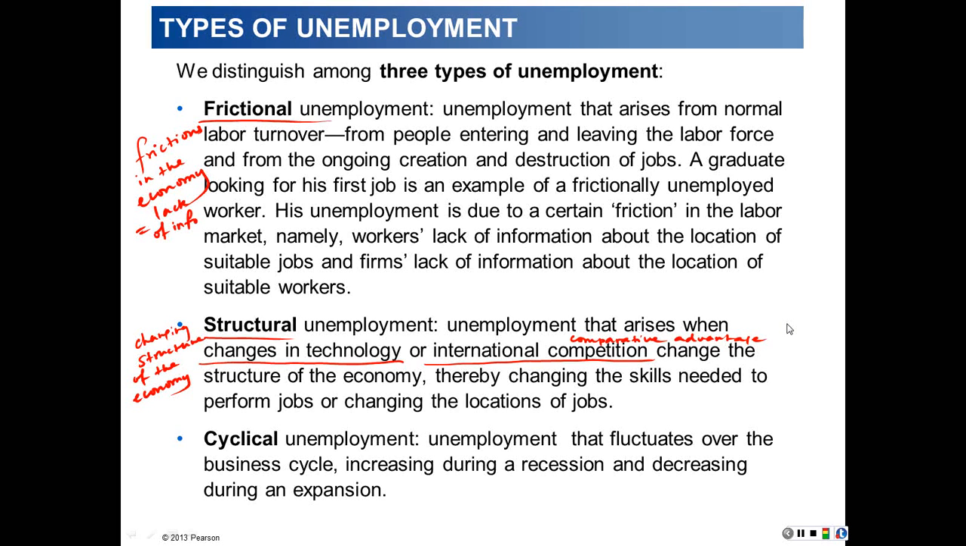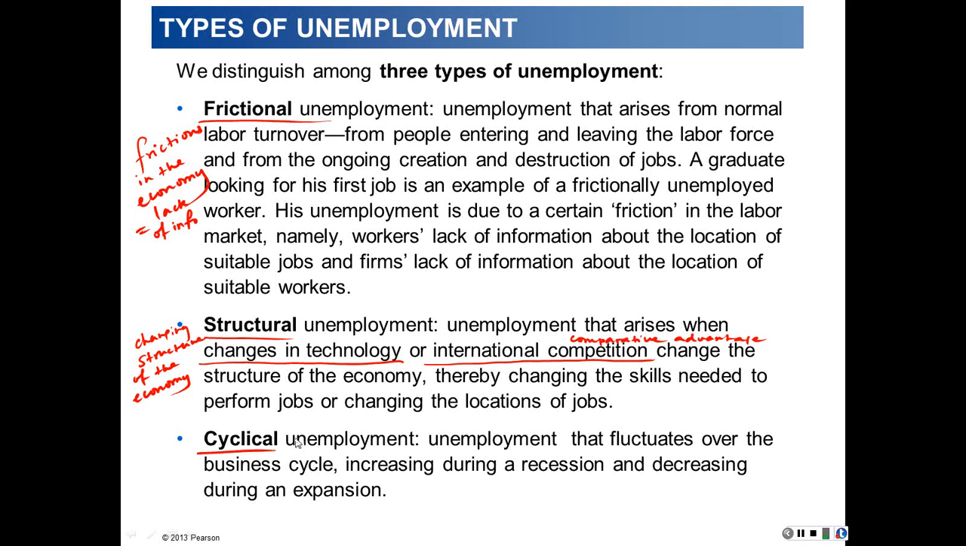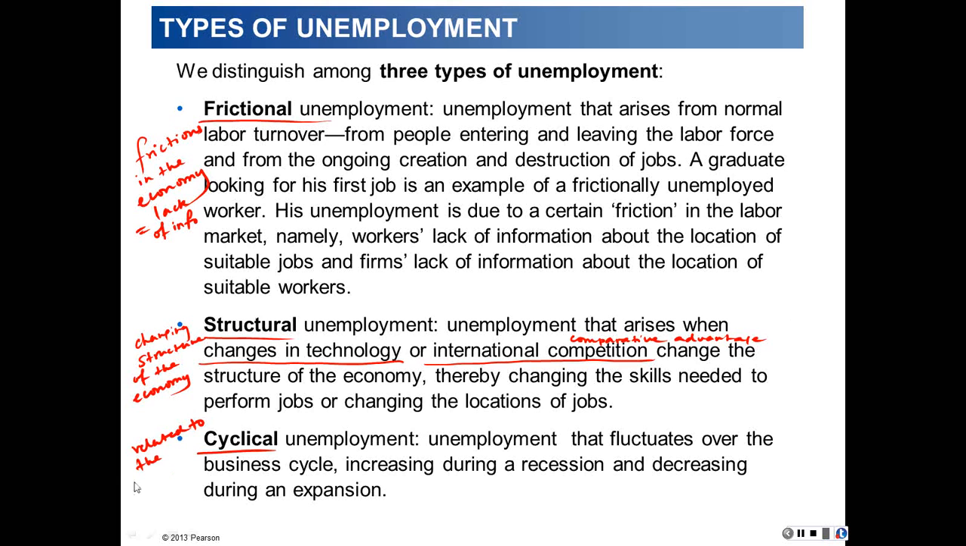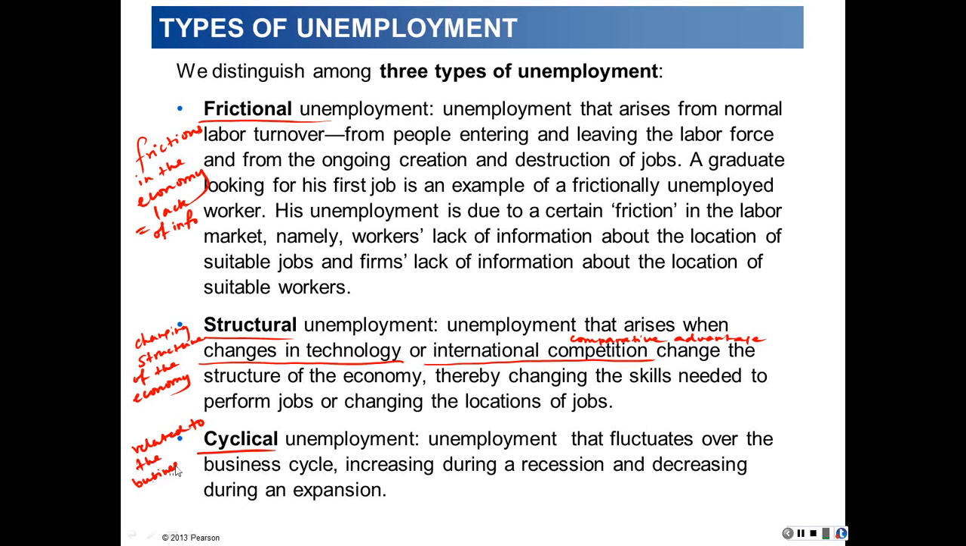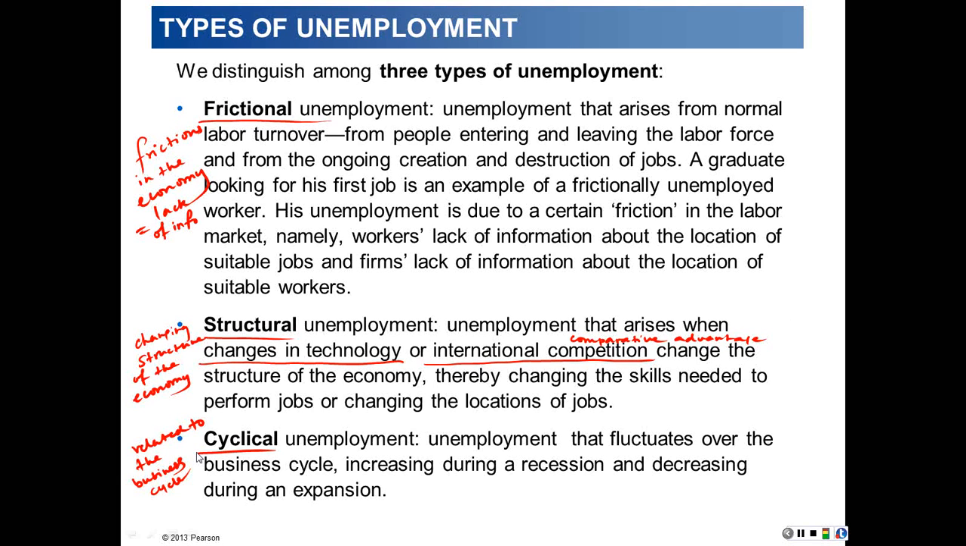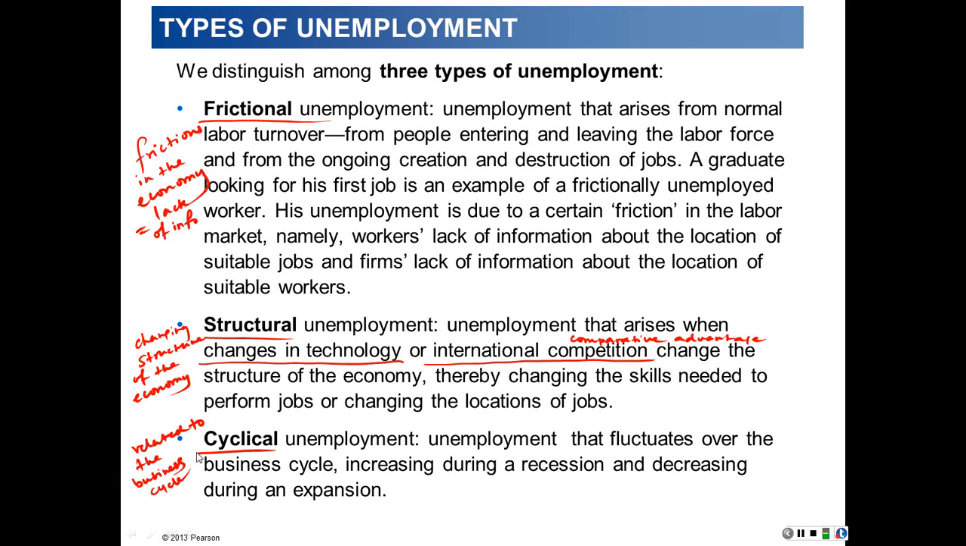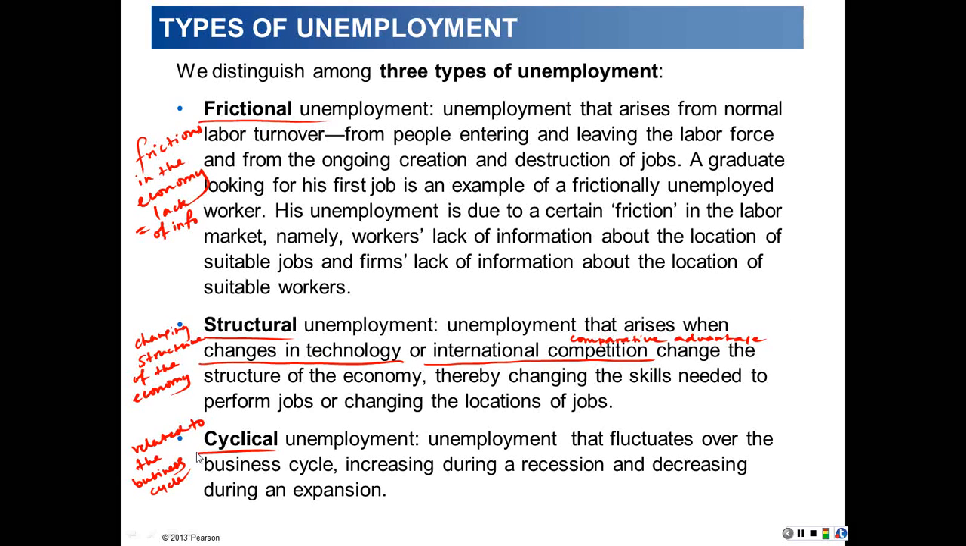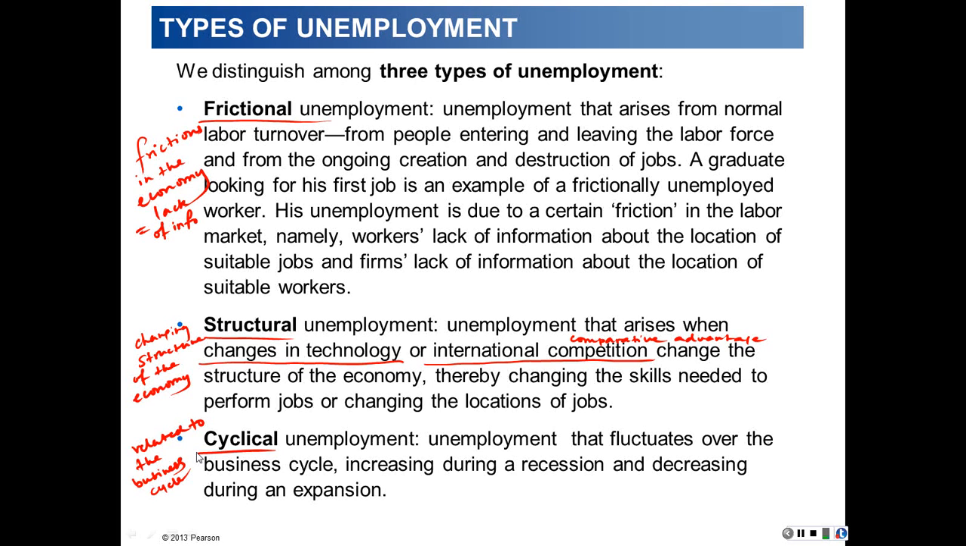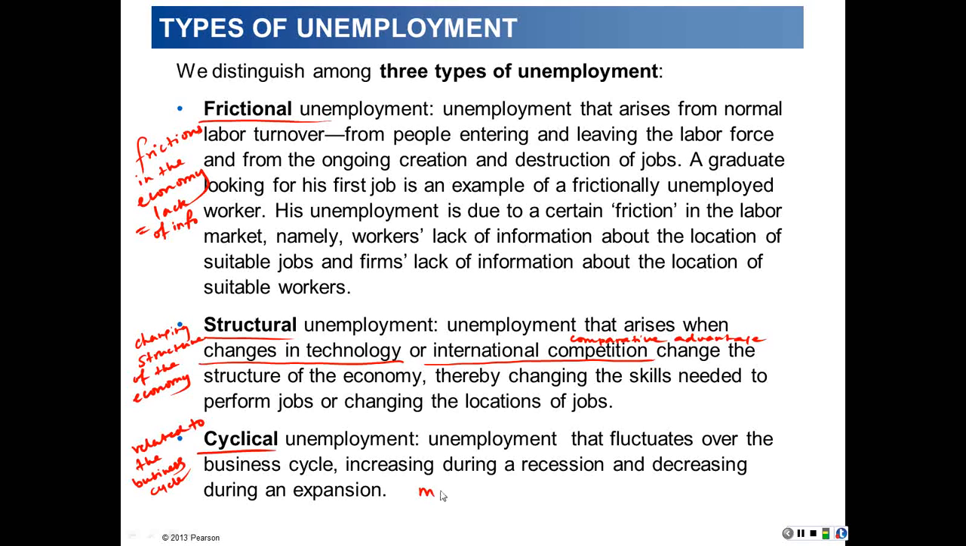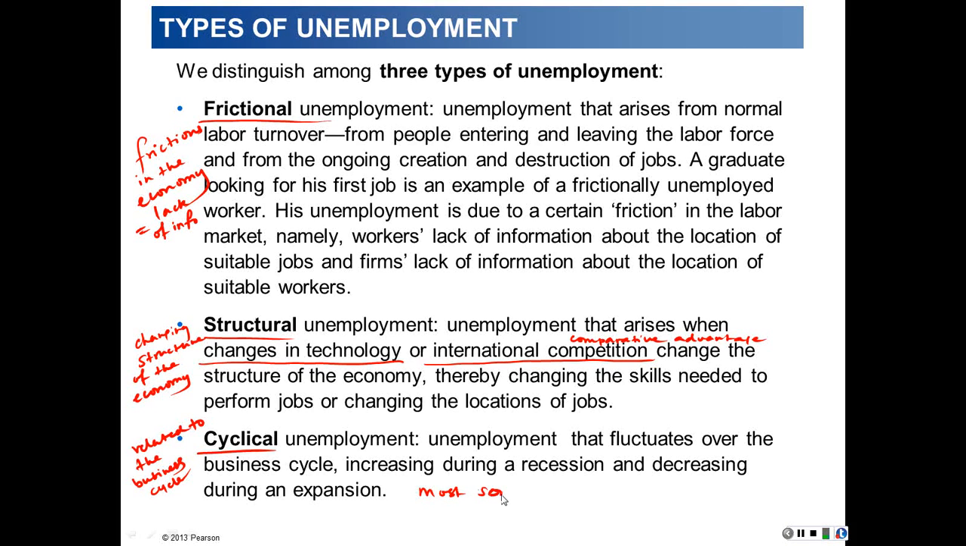The last kind of unemployment is called cyclical unemployment, and this is unemployment that is related to the business cycle, which we know what the business cycle is, correct? The ups and downs of our economy, the ups and downs of real GDP, right? Cyclical unemployment. So this is the kind of unemployment that rises during economic recessions and falls during economic expansions. Now the government takes this kind of unemployment most seriously.